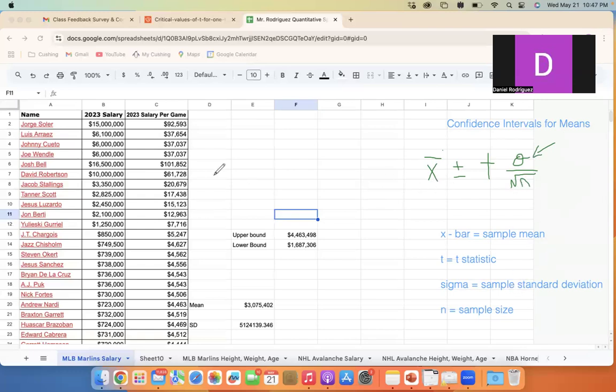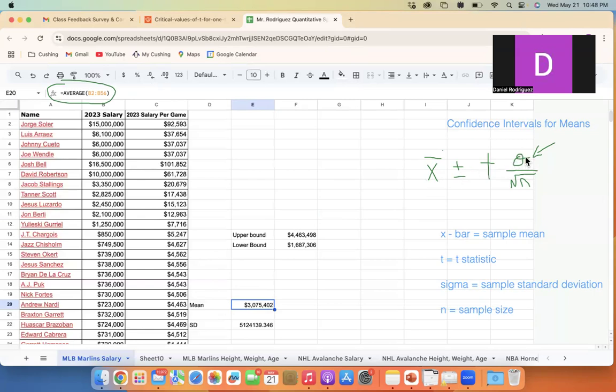Okay, so in my case, I took a sample of 55 Major League Baseball players, and I calculated using the spreadsheet that their average salary was $3,075,000. You can see the formula up here that I used for average. So equals AVERAGE, and then just select all of the numbers, and the computer will tell you the average. So that gives us X bar is going to be 3,075,402.